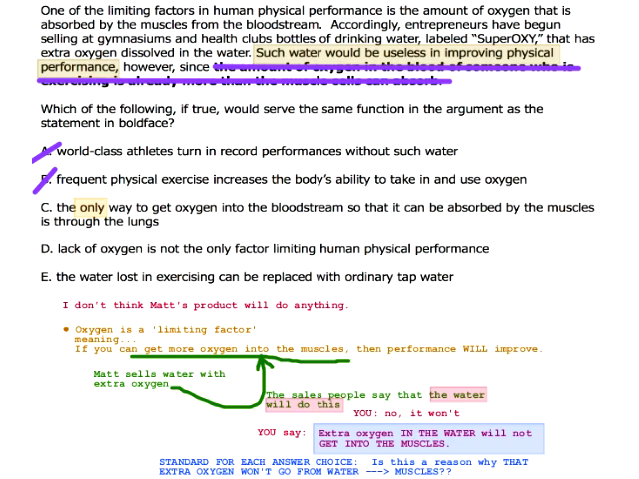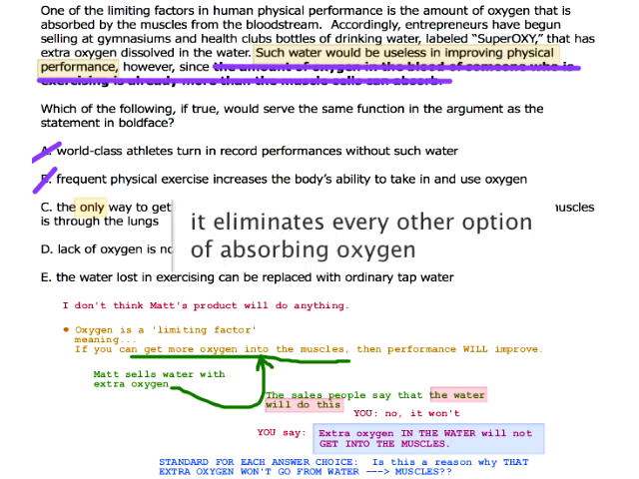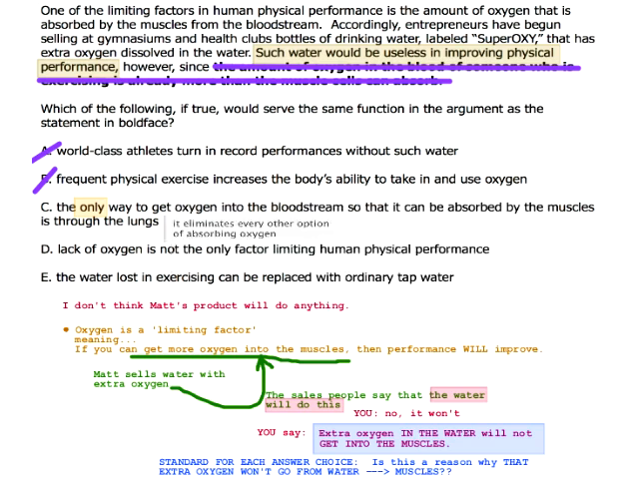"Only" means, what about other ways? Yeah, it eliminates every single other option. I like the way you wrote that. I'm going to put that on the board. Yeah, "only" is a big word. I mean, "only" makes the choice very strong, which could be good or bad. Here it's a good thing because it eliminates every other option.